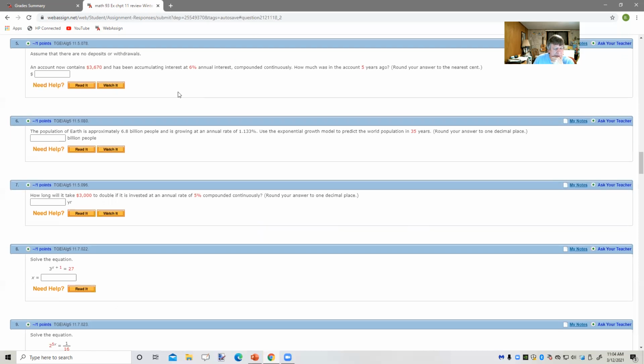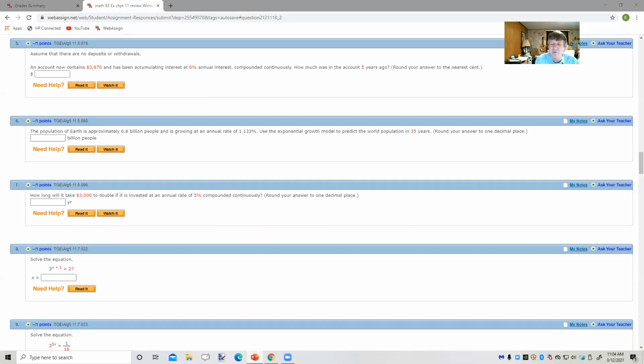Okay, let's take a look at this one. It says, an account now contains $3,670 and has been accumulating interest at 6% annual interest, compounded continuously. How much was in the account 5 years ago?